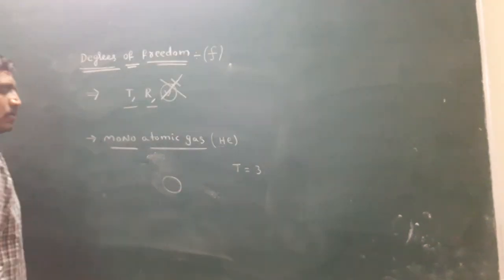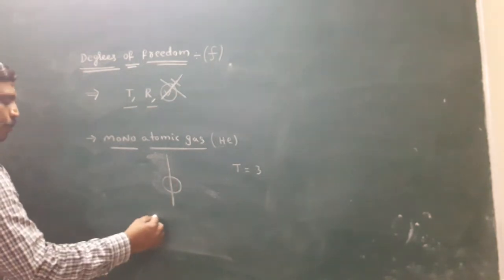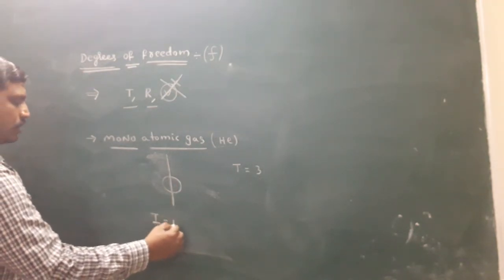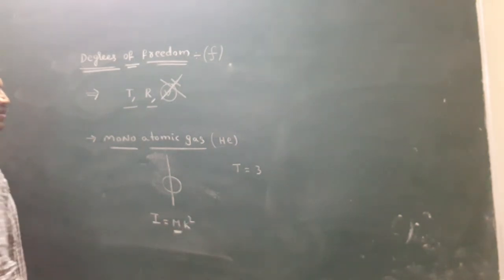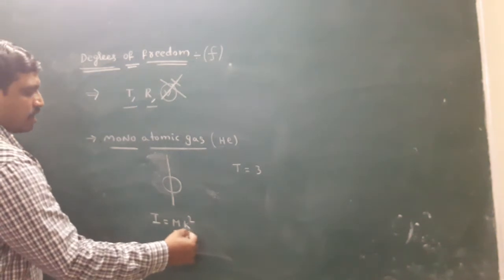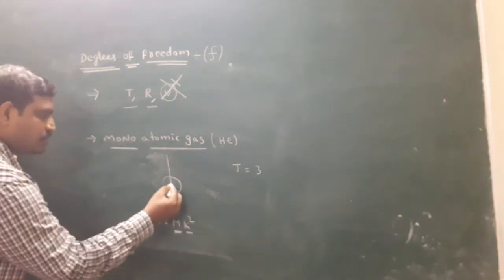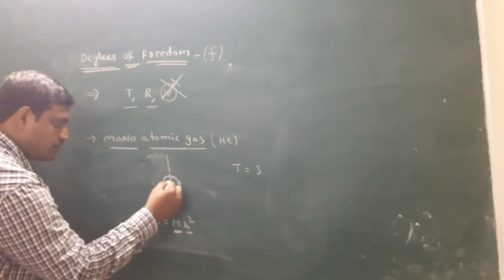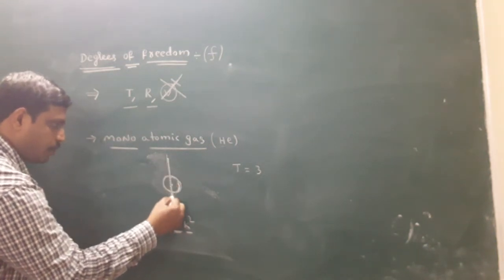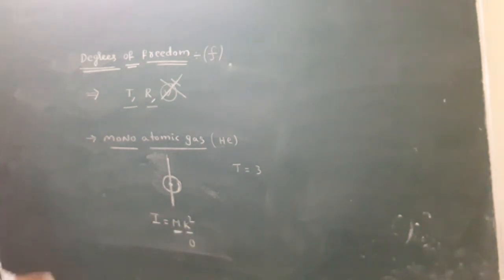Look here. This is the single atom. This is the axis. The moment of inertia formula is mk square. M is the mass of the body, K is measured from the center of mass of the body to the axis. This is the center of mass of the molecule. This is the axis. Both coincide. In this situation, the K value is 0.